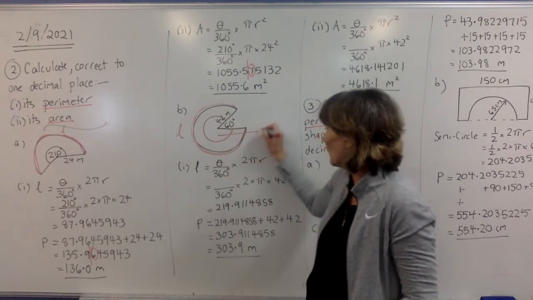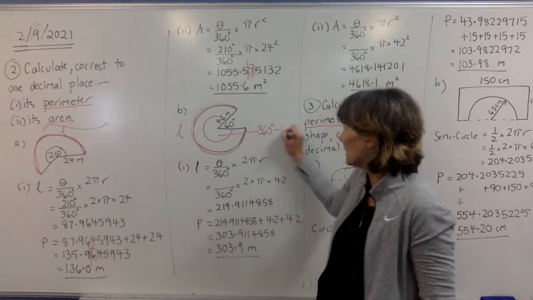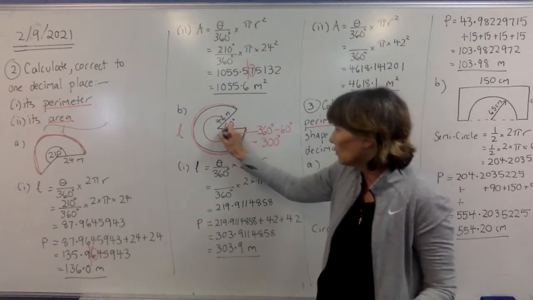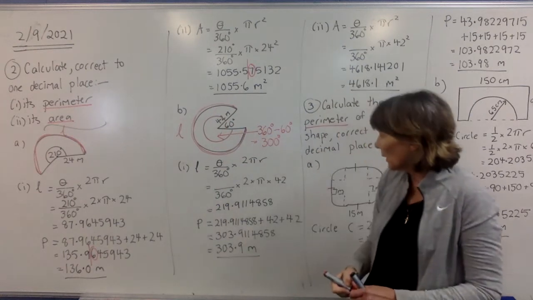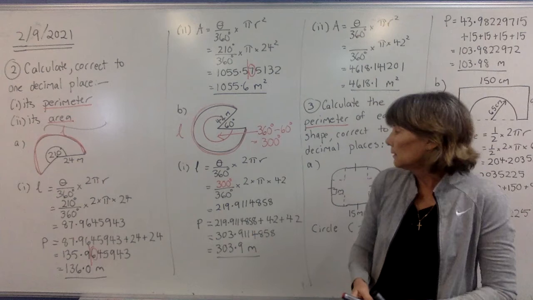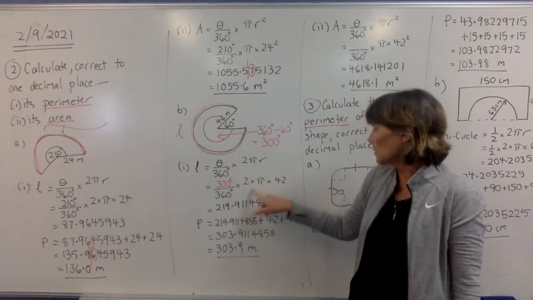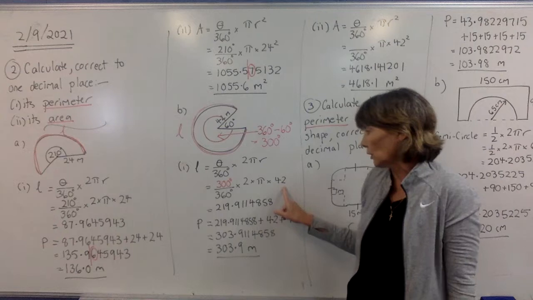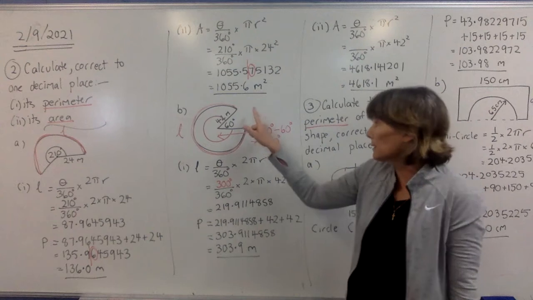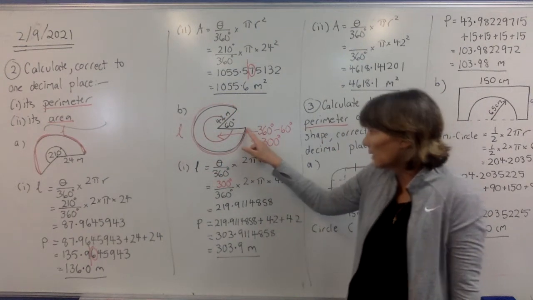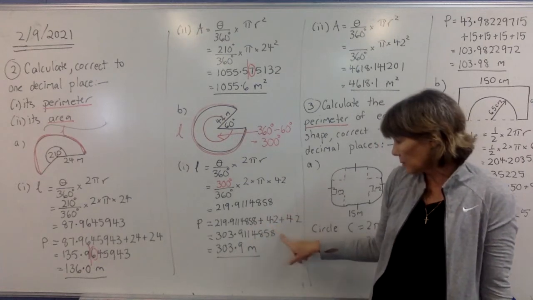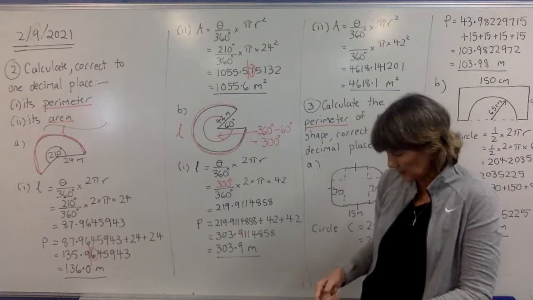Right, so to find that angle, you're going to do 360 degrees take away 60, and you'll get 300 degrees. So that's the angle that goes in that spot. We're going to use 300 degrees for our theta. Put that over 360 times 2 times pi times the radius of 42. Your calculator will give you that answer. But we want the full perimeter, remember, so we're going to do all of that answer, plus 42 plus 42, that's what you'll get, and then you round it off to one decimal place.